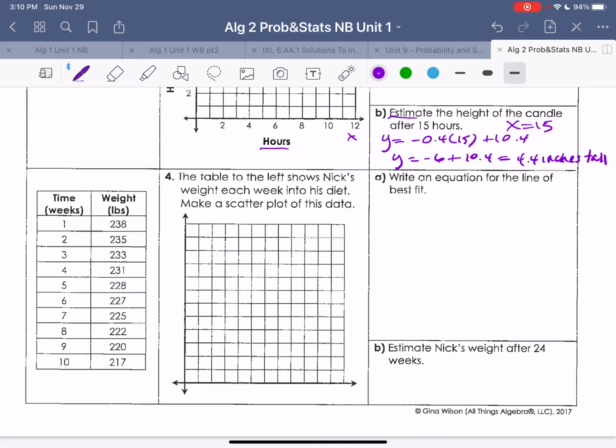And then when you're done, you're going to use that equation like we did in the other cases to estimate his weight after 24 weeks. And notice, weeks is your X, this is your Y. So weeks is going to be your X values. So when you do this, 24 weeks, X equals 24.